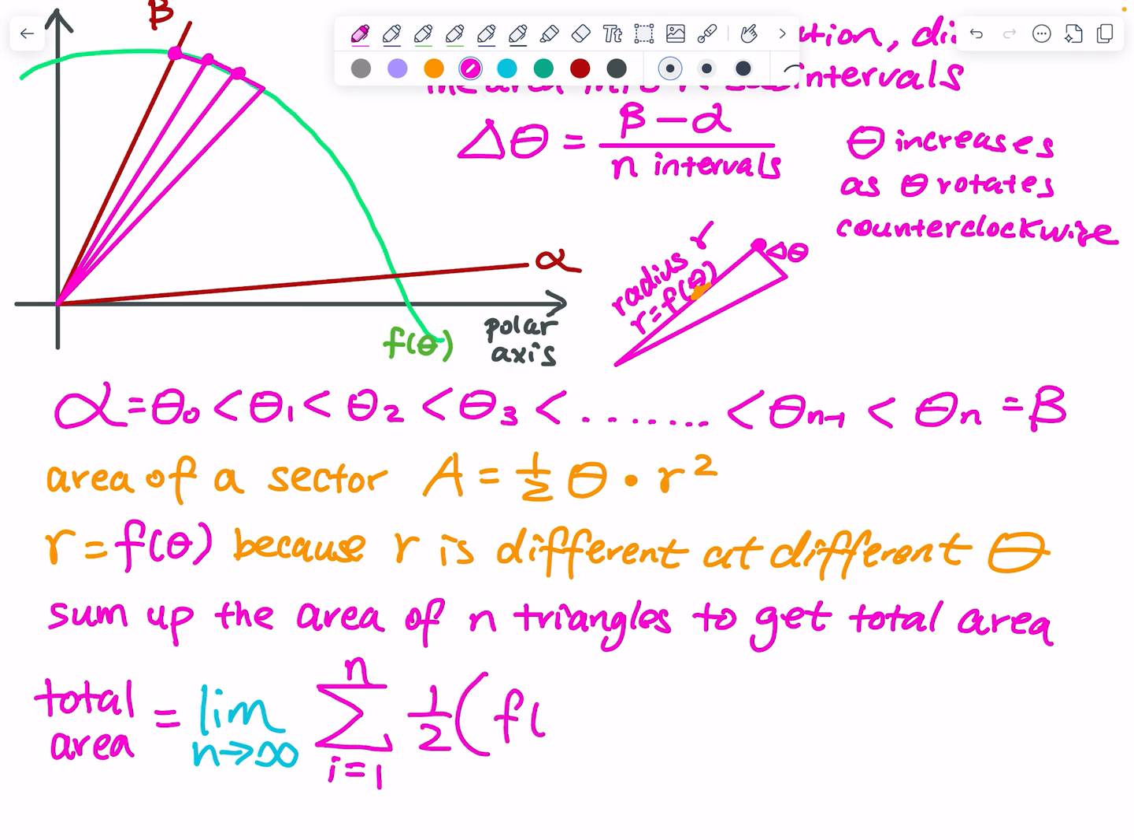And then we have 1/2 f of theta squared, times the change of theta. We need to sum up n of them. How do we get the change of theta? The change of theta comes from here. This delta theta is the change of theta, which is here.